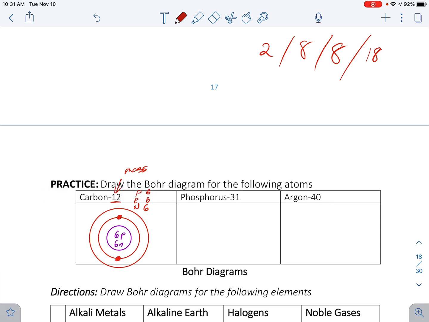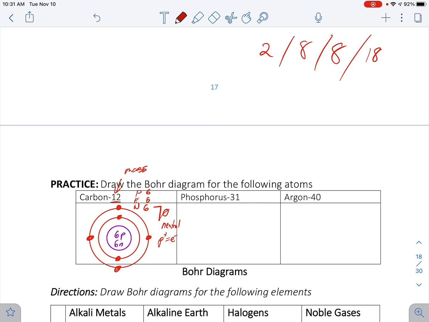And how many electrons do I have left? I have 4. So 1, 2, 3, 4. So there's our total. We have 6 protons, 6 neutrons, 6 electrons, and so we have a neutral atom. If you want to write out how it's neutral, you can put a little 0 to represent neutral. Neutral. Protons equals electrons.